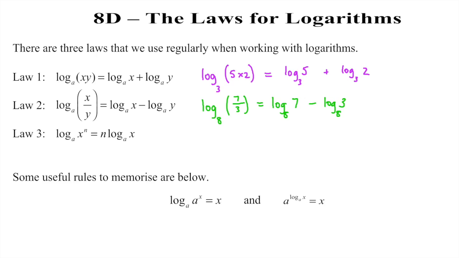And our final law is if we have a logarithm to a base and there's a power above it, the power can go out the front. So what that is saying is something like this. If I have the log to base 5 of 3 to the power of 4, I can take that 4, move it out the front. So it becomes 4 log to base 5 of 3.